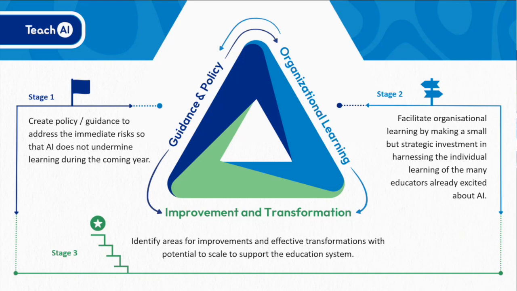Lastly, then, we move to stage 3, and this is where we identify areas of improvement and effective transformations. The goal here is to unveil opportunities that have the potential to scale and support the entire system within your school. Through continuous improvement and transformation, we should be aspiring to make AI an integral part of our school's educational landscape. So in essence, Teach AI is laying down the journey there of strong ethical foundations through policy making and guidance making, fostering that organisational learning, and then thinking about how that can be rolled out across your school to ensure effective and appropriate use as well.